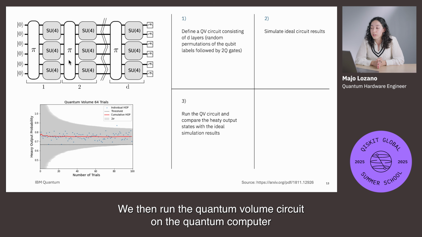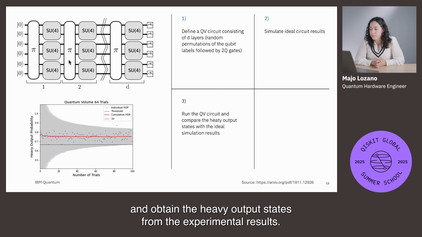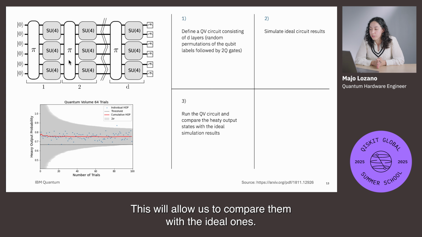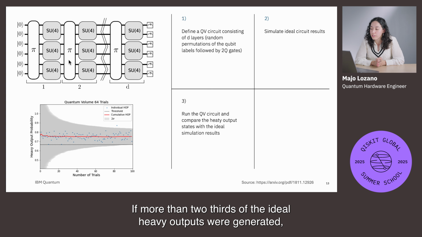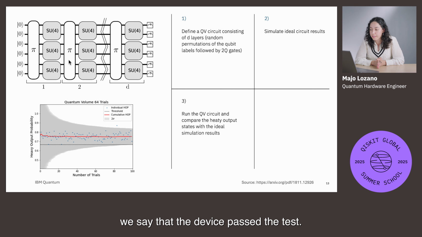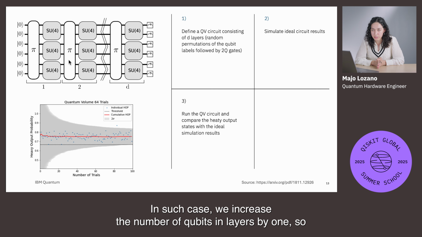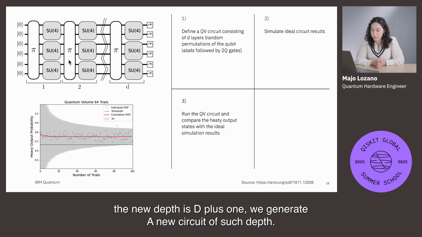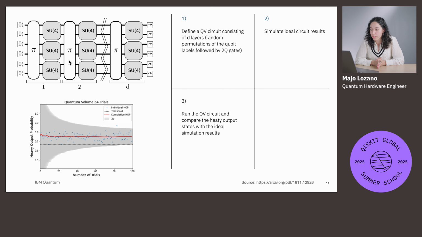We then run the quantum volume circuit on the quantum computer and obtain the heavy output states from the experimental results. This will allow us to compare them with ideal ones. If more than 2/3 of the ideal heavy outputs were generated, we say that the device passed the test. In such case, we increase the number of qubits and layers by 1, so the new depth is d plus 1. We generate a new circuit of such depth, and then we run the test again.